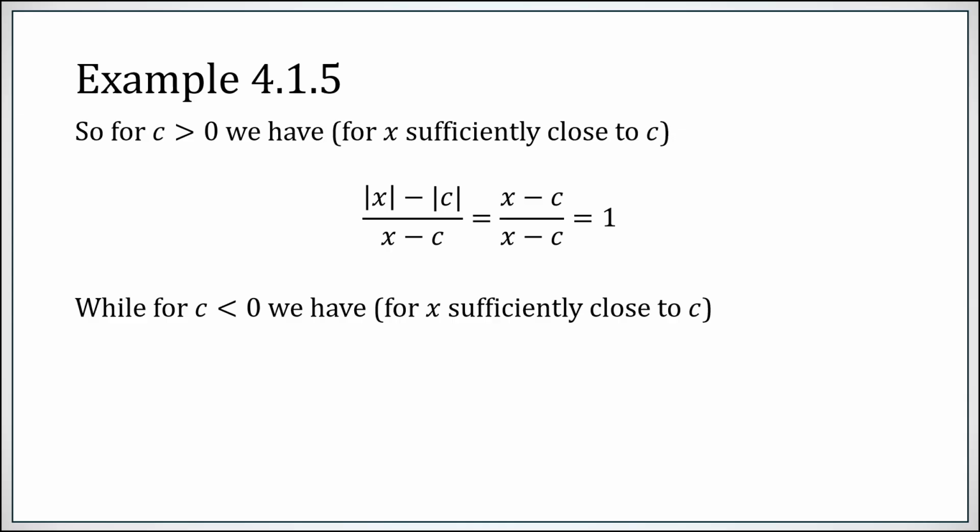Similarly, when c is negative, as x approaches c, x must also be negative, meaning the absolute value of x is minus x, and the absolute value of c is minus c, which now turns that minus to a plus. Factoring a minus 1 out of this and canceling, we have the constant minus 1. So taking the limit as x approaches c of this constant minus 1, we obtain our derivative there as well. So the derivative exists and is 1 when c is positive and minus 1 when c is negative.